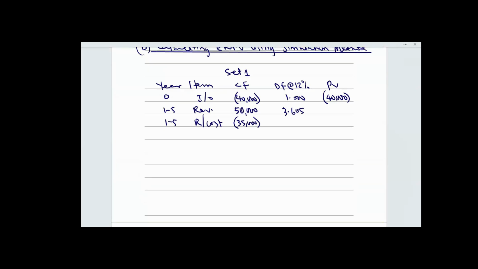The discount factor is 3.605. You then multiply to get the NPV. So here will be 3.605 multiplied by 50,000. That's 180,250.